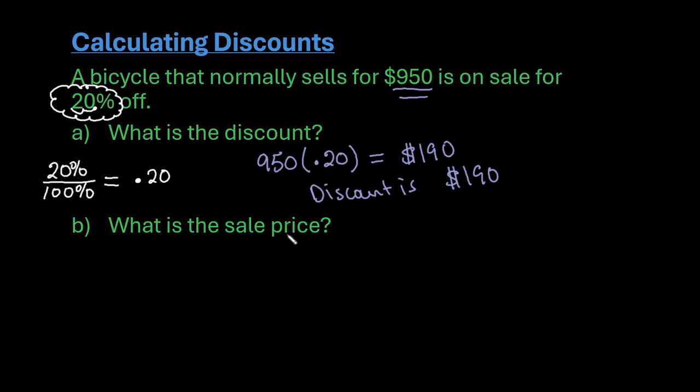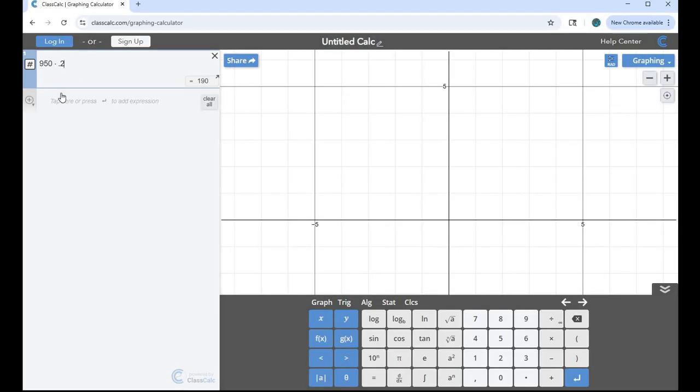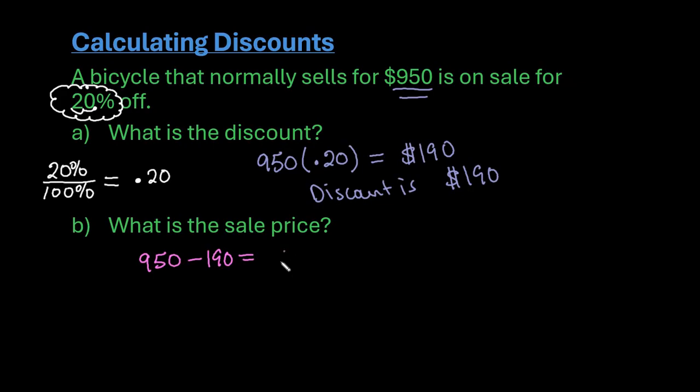To calculate the sale price, or how much it's selling for, we would take the 950 minus 190. Again, you can do this in your head, or you can grab a calculator and do 950 minus 190. And we end up with $760.